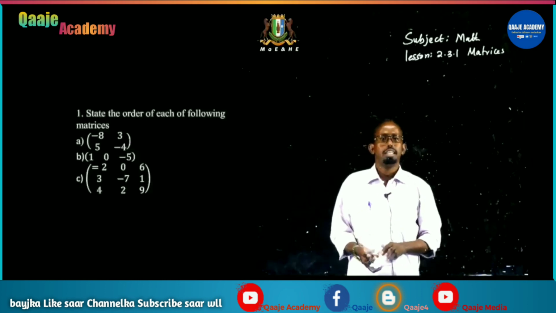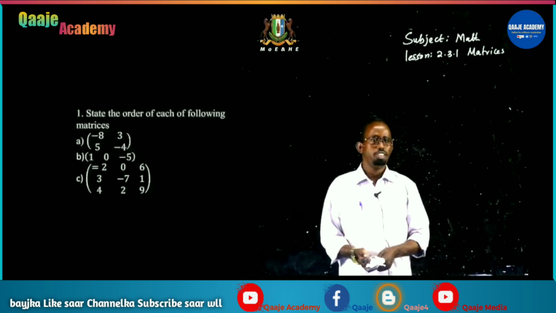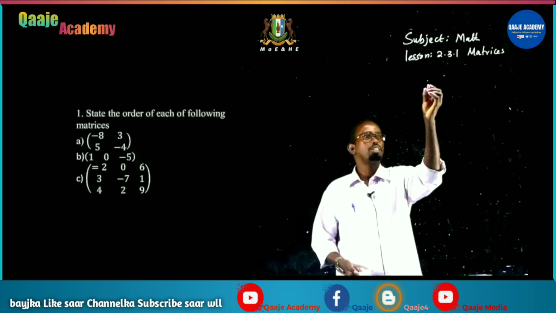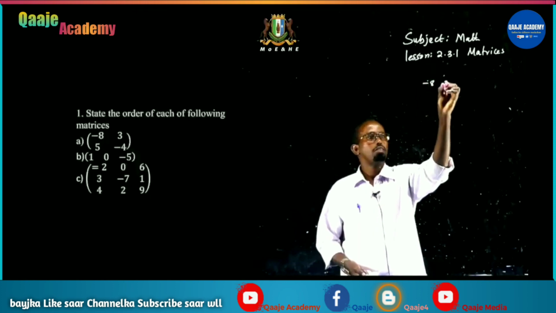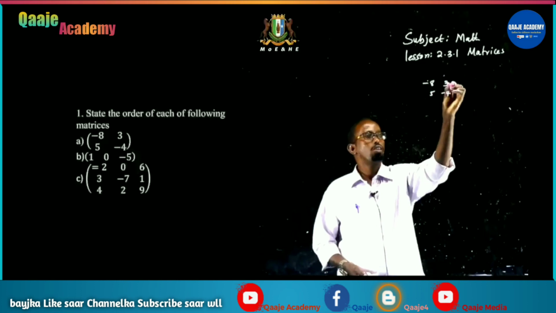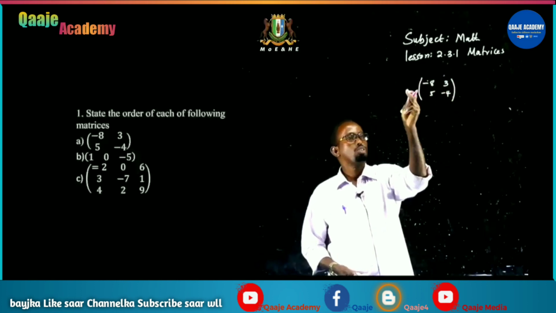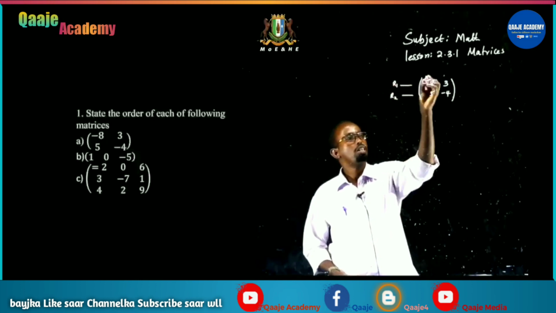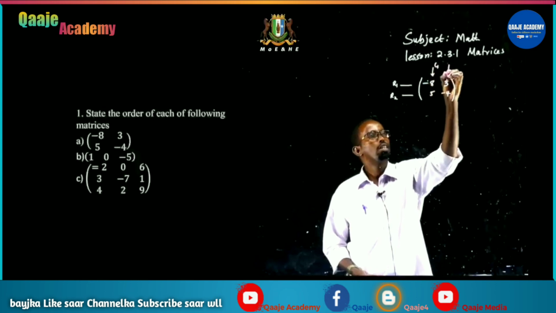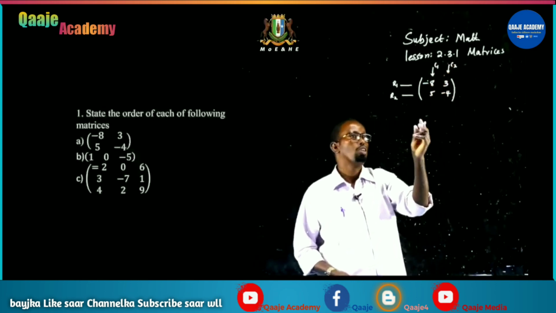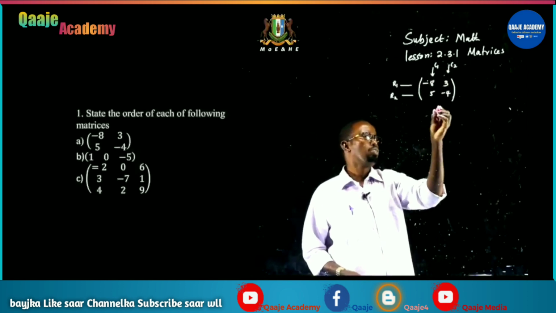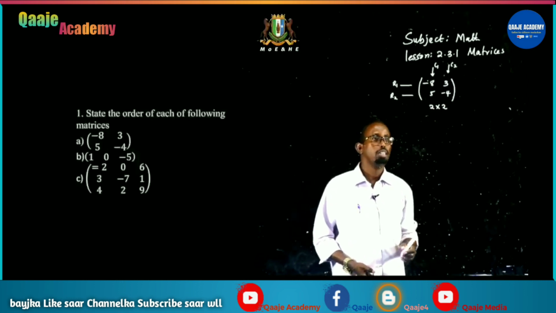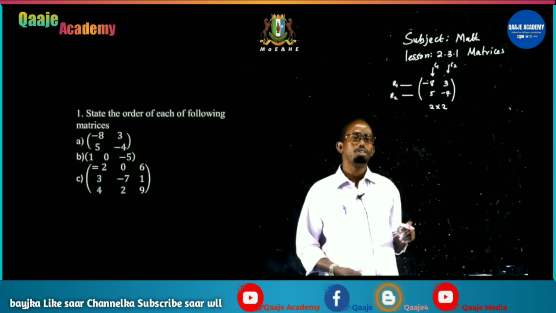Next, state the order of each of the following matrices. So this is minus 8, 3, 5, minus 4. The order: we have two rows, R1 and R2, and two columns, C1 and C2. So therefore, we have two rows and two columns. So this is the order of the first matrix, a 2 by 2 matrix. We can as well call this one a square matrix.